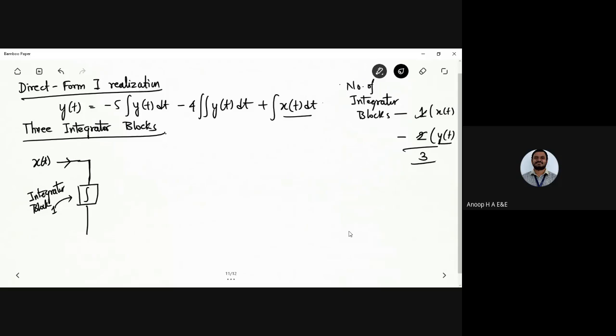Okay. So now I have one of the integrator blocks, and what you are going to get as the output is the integral of x of t dt. So I need to have a summation here. I'll be having a summation like this. This summation over here will give me the output, so I'll just add a summation and I'll be getting the integral of x of t dt.